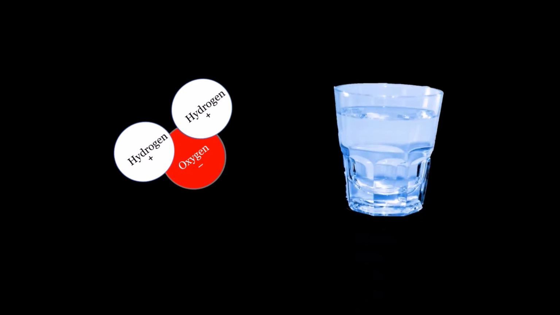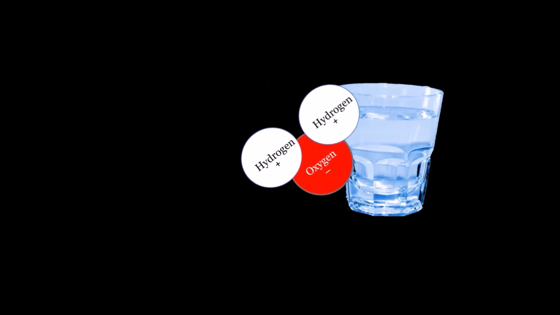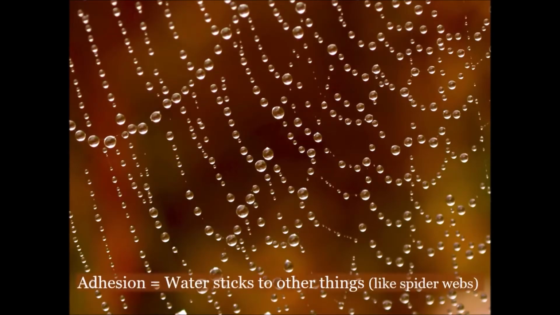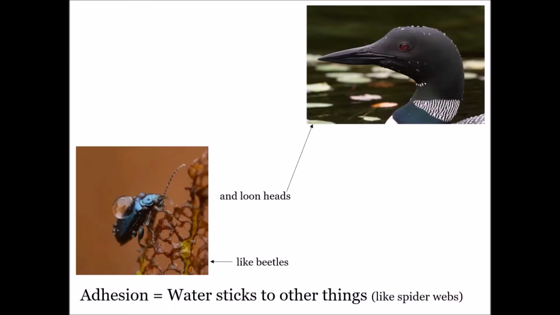The second property of water that we need to know is adhesion. Adhesion means that water molecules stick to other things. Look at all these water molecules sticking to this spider web. Imagine a world where water didn't have adhesion and didn't stick to all these things. Crazy.